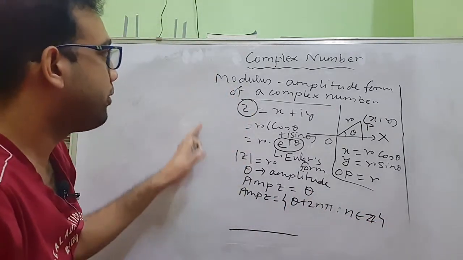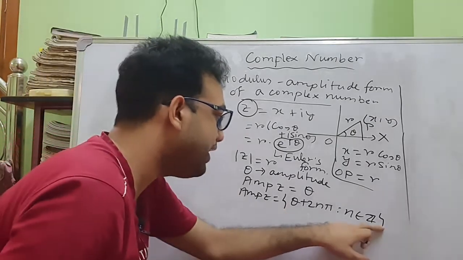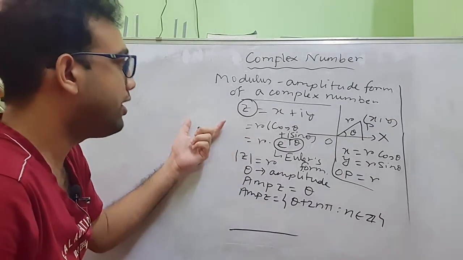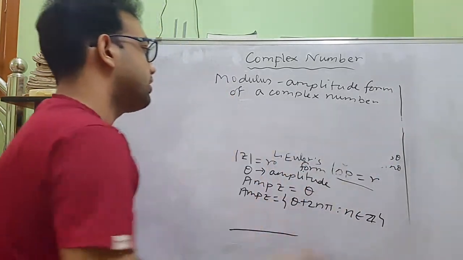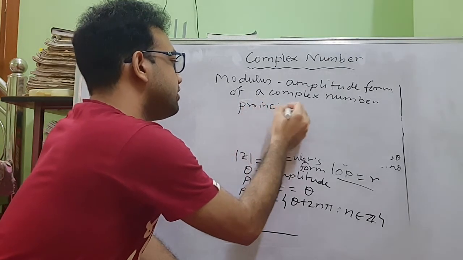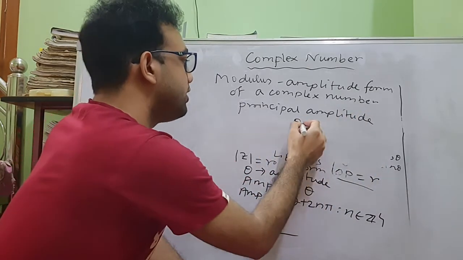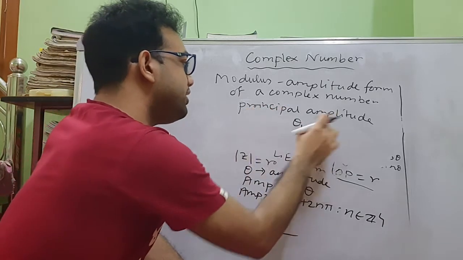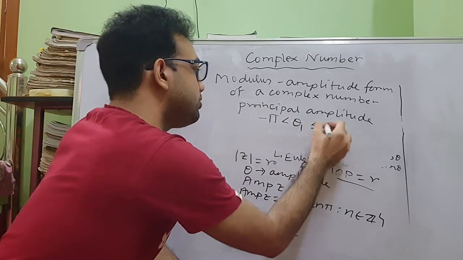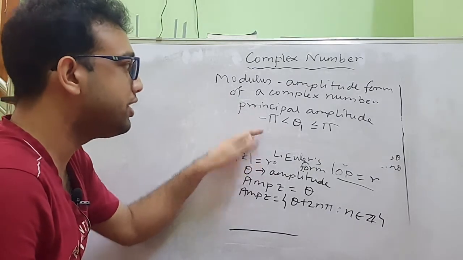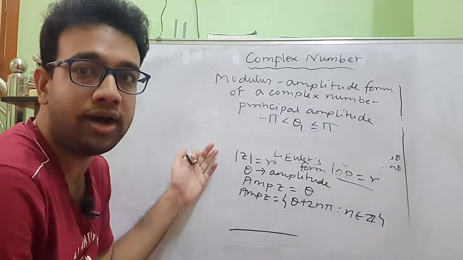So that's our property of modulus and amplitude, but this is not unique, so we have to find such a theta that we can work properly with that angle. So we define the principal amplitude of a complex number. Principal amplitude is nothing but the angle theta; suppose we name it theta 1, and the principal amplitude is that angle theta 1 which satisfies the relation minus pi less than theta 1 less than or equal to pi. That angle will be our principal amplitude, and we shall use it in our mathematical problems related to the modulus-amplitude form of a complex number.